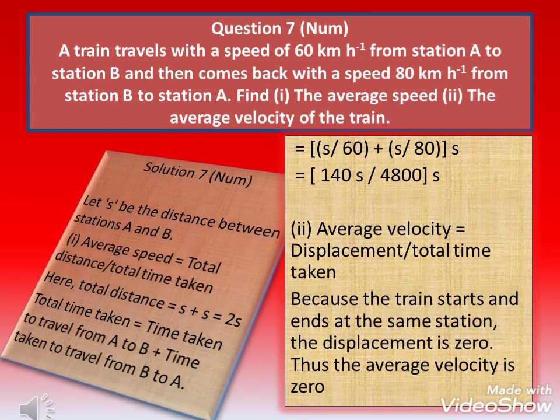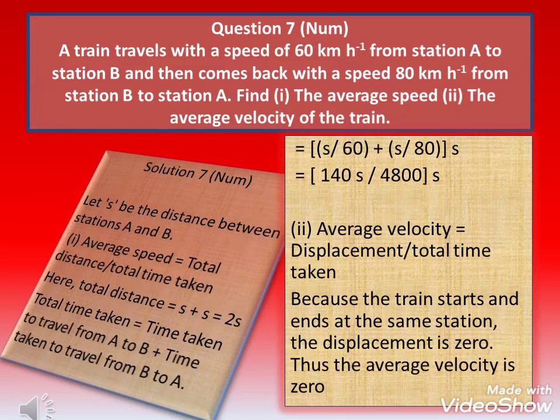Question number 7. A train travels with a speed of 60 km per hour from station A to station B and then comes back with a speed of 80 km per hour from station B to station A. First question, find the average speed. Second question, find the average velocity of the train.